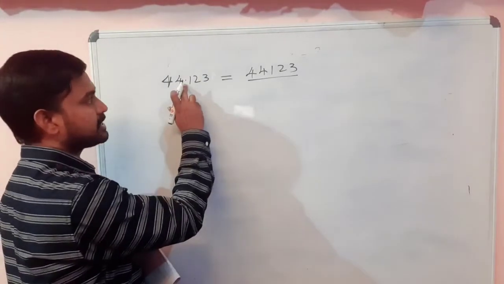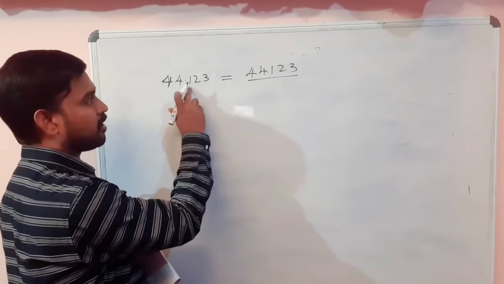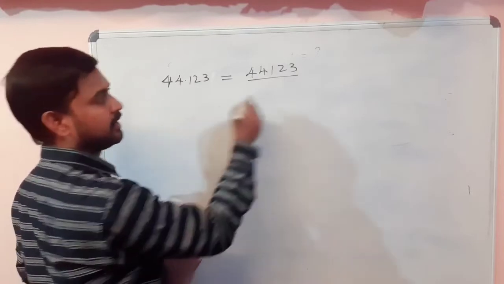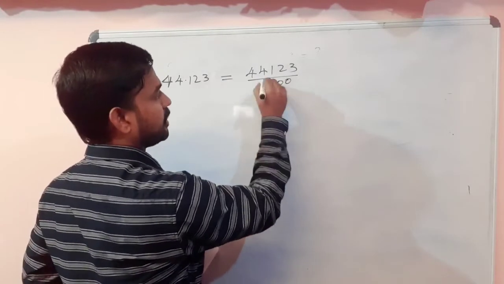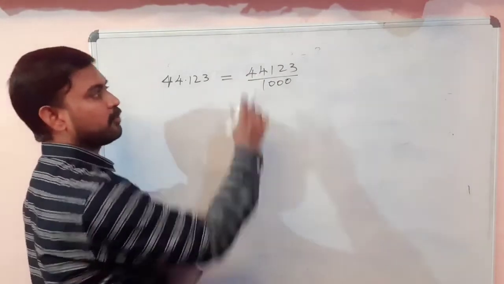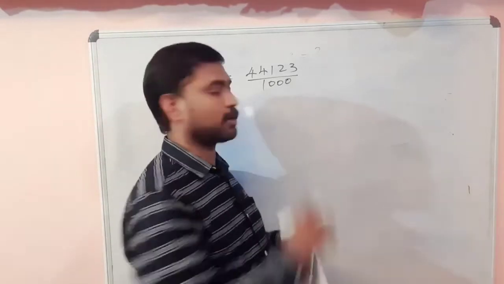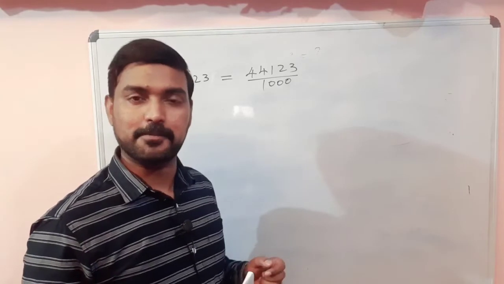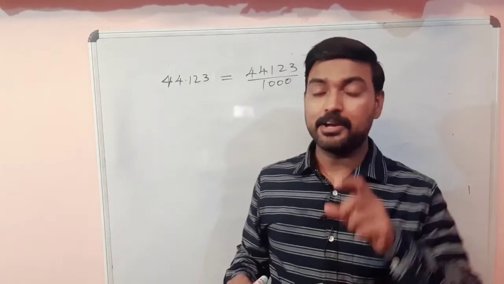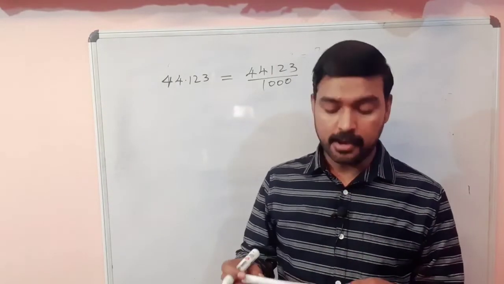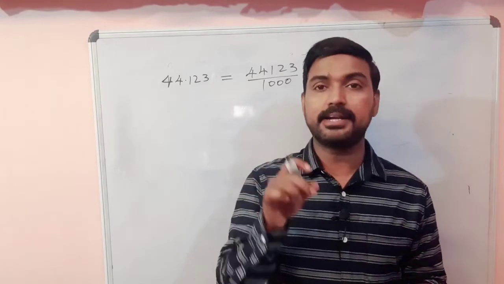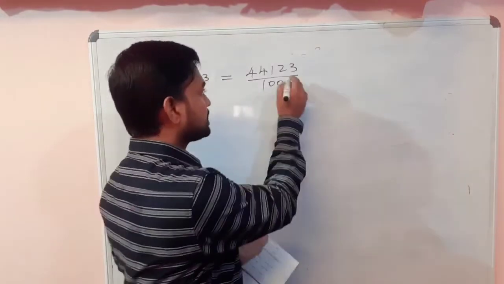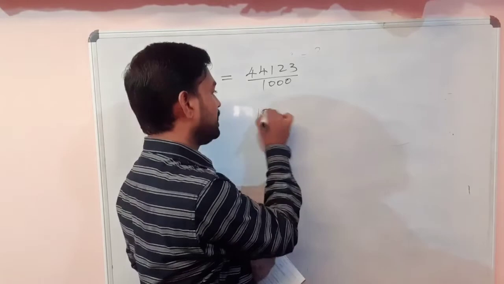So after the decimal point, how many digits are there? 1, 2, 3. 3 digits are there. Then give 3 zeros after 1. So we got 44123 divided by 1000. This is the rational number of this decimal expansion. So we got the rational number. Now we can do one thing. What are the prime factors of the denominator? Prime factors of the denominator. So our denominator is 1000.